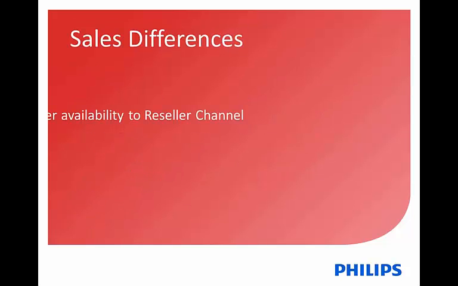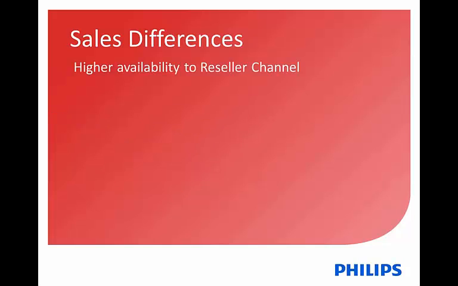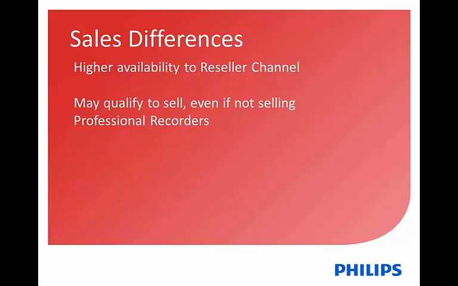Some of the sales differences for you: this means higher availability. The entry recorders mean a higher availability to the reseller channel, which means if you're a reseller who doesn't qualify for selling the Philips professional recorders, you can get into it using the entry-level recorders, and perhaps that springboards you into the professional sales channel, or you can continue to sell those entry-level recorders. You may qualify to sell these even if not selling the professional recorders, and I really encourage you to ask Stephen if this is something that you're interested in.